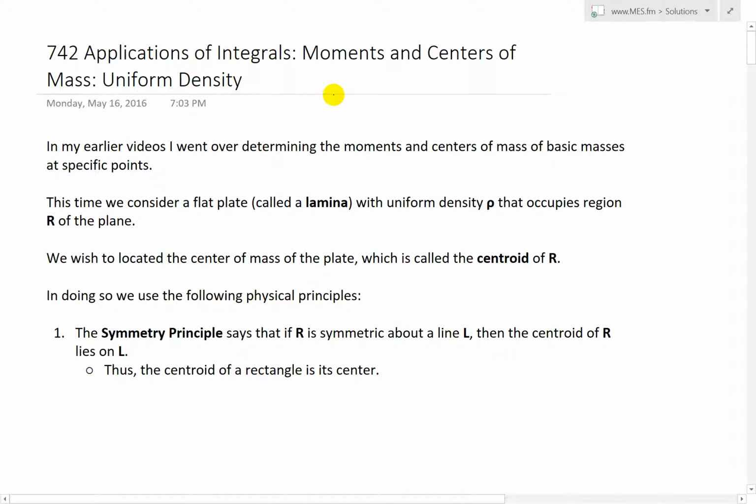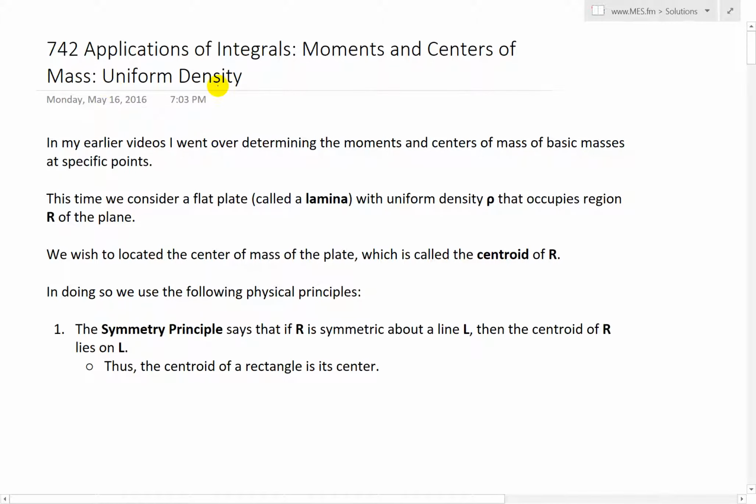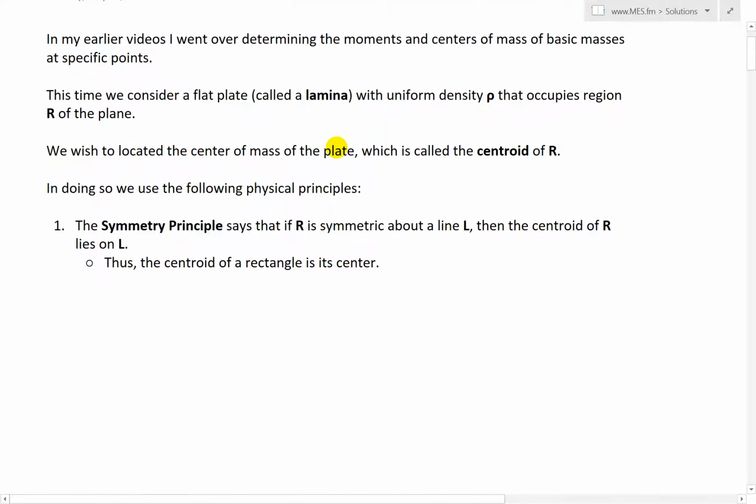But in those ones we didn't need to use integrals, but in this one we will need to use integrals because we're dealing with a uniform mass or density as opposed to mass at a specific point. So basically in my earlier videos I went over determining the moments and centers of mass of basic masses at specific points. But this time we will consider a flat plate called a lamina.